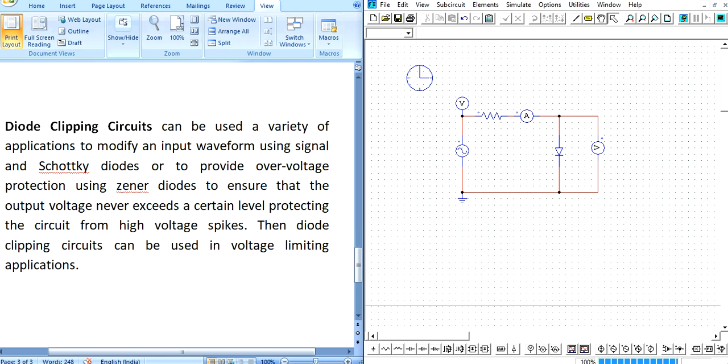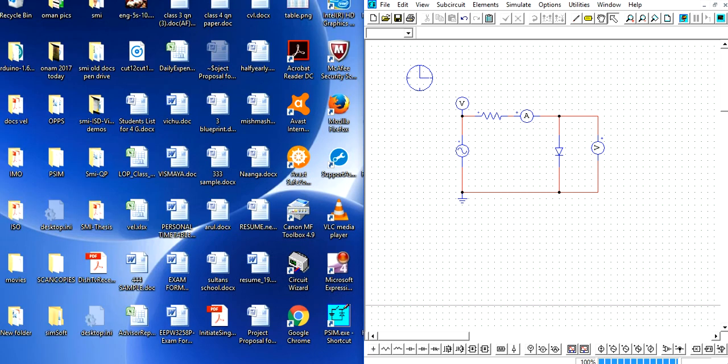Normally it can be used to modify an input waveform using signal and Schottky diodes, or to provide overvoltage protection using Zener diodes. These are some applications. This software can help solve all simulation problems in electronic circuits. Just try this software and learn.